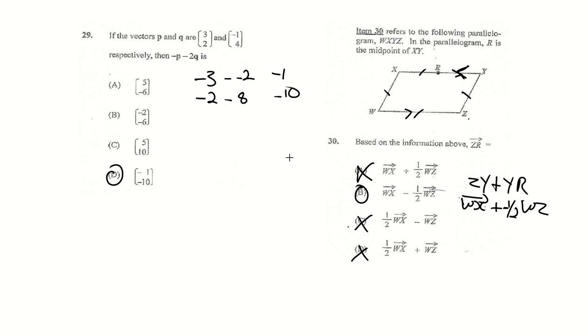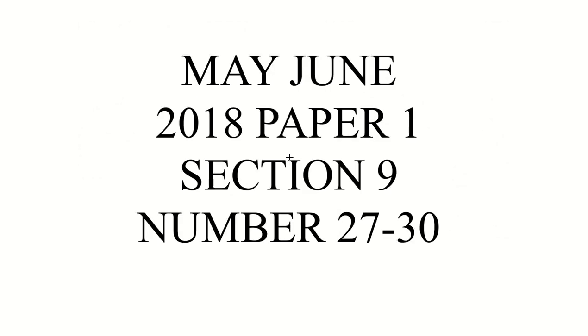We only have one more year, which is May, June 2018. May, June 2018, paper 1, section 9, 27 to 30. Oh my god, it's blurry.